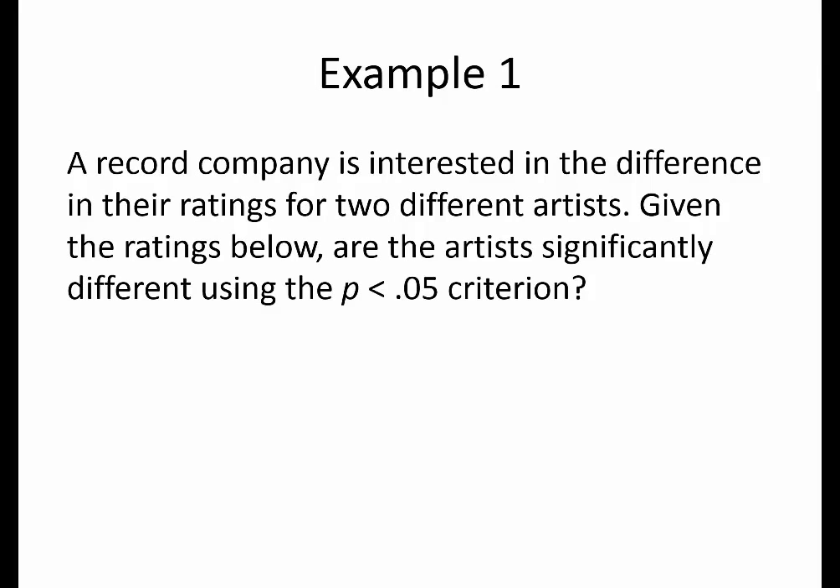So, a record company is interested in the difference between 2 different artists. So this is a big clue. It's independent t. If it's 2 different groups of people, whereas dependent t is the same people twice. Given the ratings, are they significantly different? We have 0.05 as our criterion. You'll notice that as we go, you get less and less setup of stories because it's just use the numbers we have, because we don't have any of the population numbers.